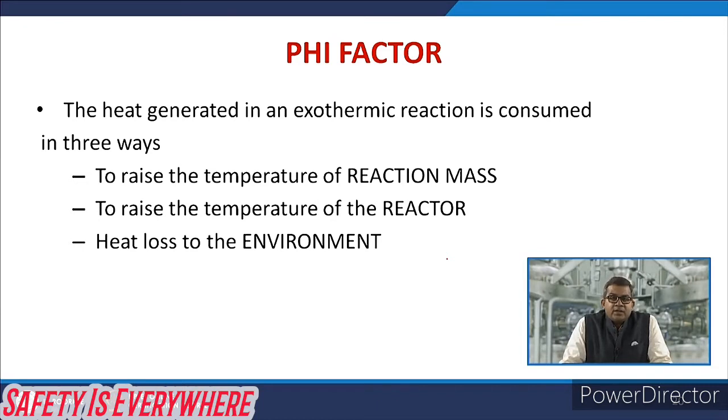Now, the heat generated in an exothermic reaction is consumed in 3 ways in the usual way: to raise the temperature of the reaction mass, whatever is inside the reactor. Sometimes it is used to raise the temperature of the reactor, and sometimes it may be attributed to the heat loss to the environment. So, you may experience that the reactor is having the heat. Now, if phi is greater than 1, then it is considered in the thermodynamic and kinetic calculation.